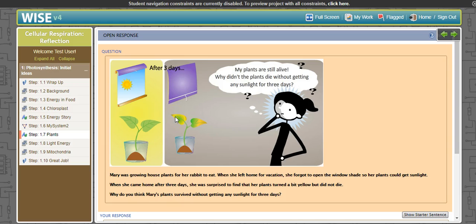This is where we focused on Mary's question. She wants to know why her plants didn't die when she forgot to leave the blinds open when she went on vacation. Well, after a few days, you should be able to explain that the plant was using the stored glucose to carry out the rest of its functions. You should also be able to explain what would happen if Mary was gone for an entire summer. What would happen to the plants then?